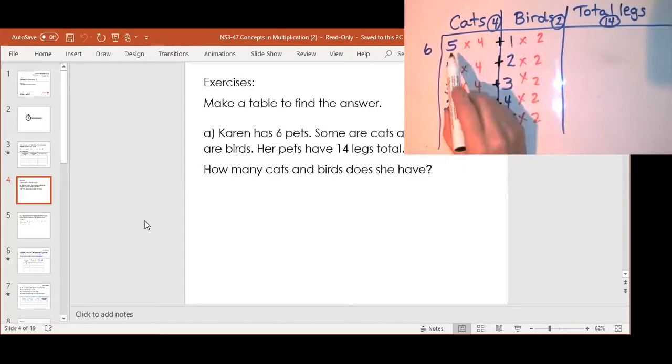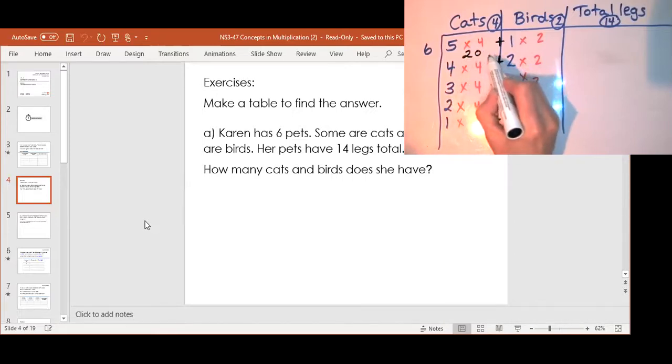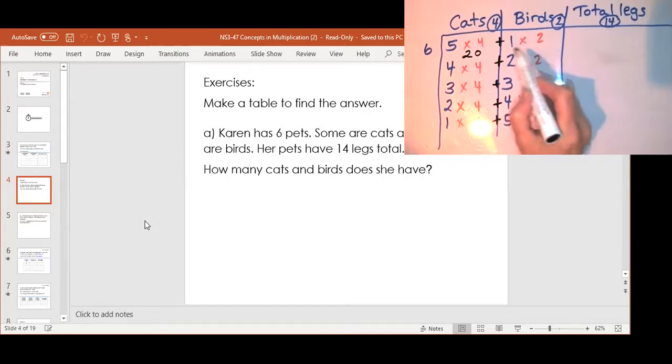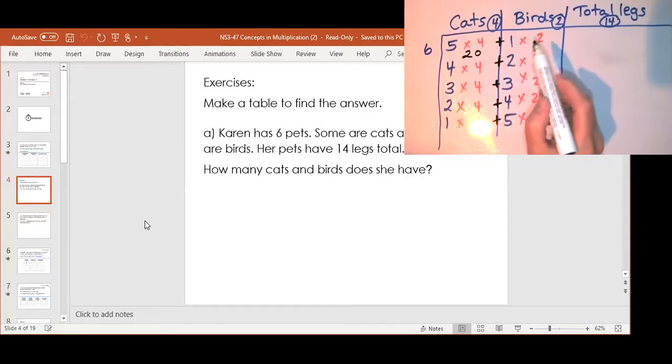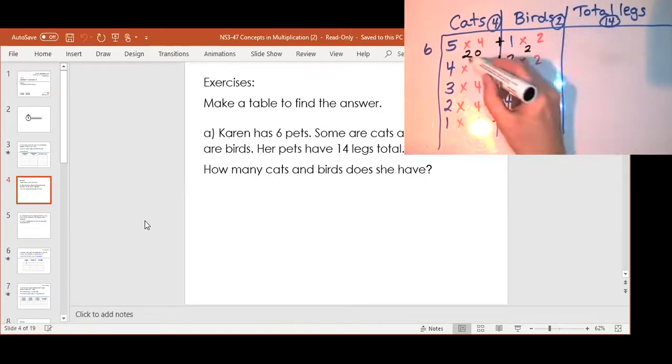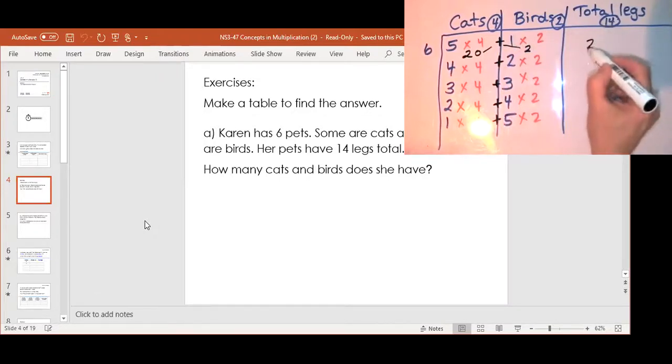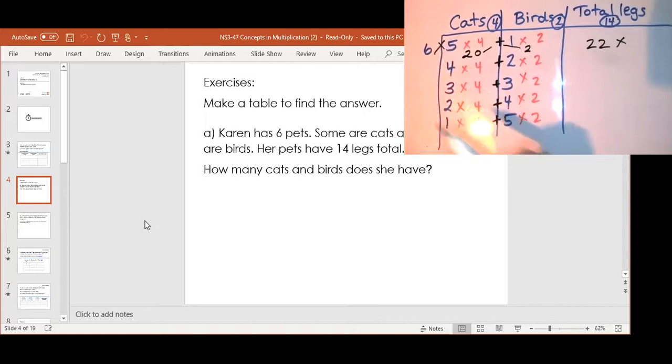Okay, so 5 groups of 4. If you use your chart or count by 5s, you'll find out that's 20. 20, and then 1 group of 2, anything times 1 stays its own number. So that's 2. So we have 20 plus 2. That is 22. Is that what we're looking for? Nope. That one can't be right.